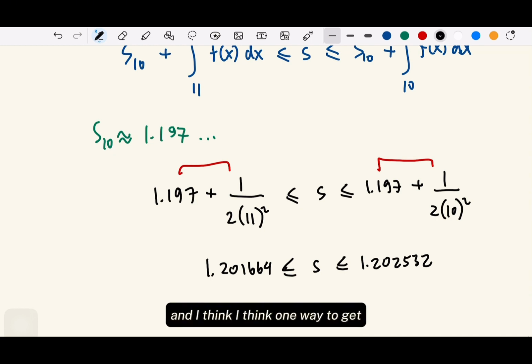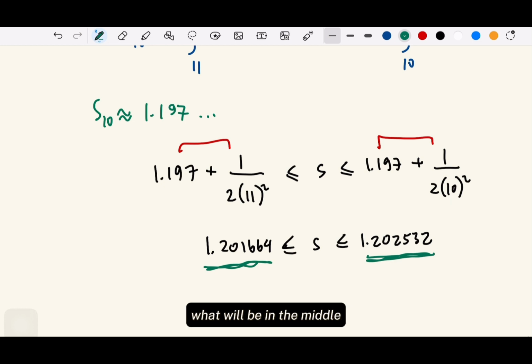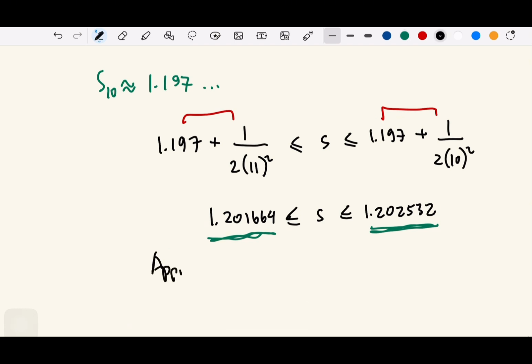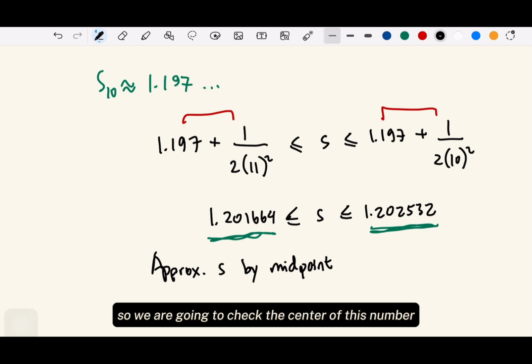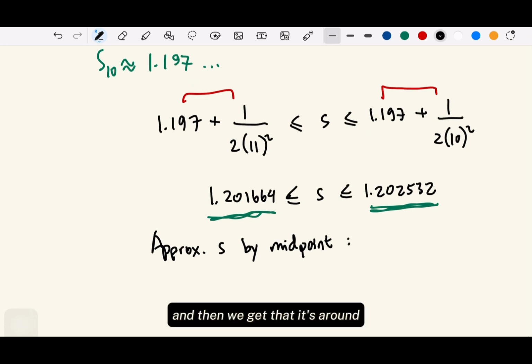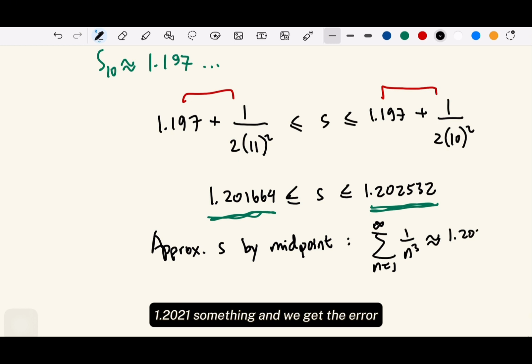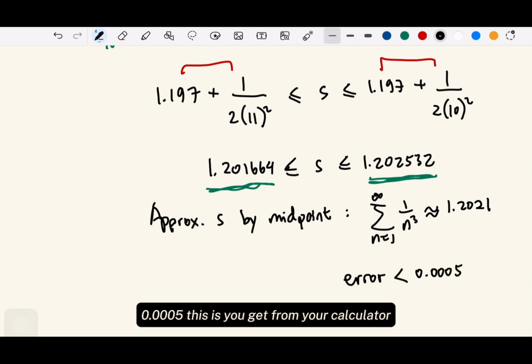One way to get the error is to try the midpoint. We have the minimum and the maximum, so maybe we could take what will be in the middle. This is just an approximation. We approximate S by the midpoint, so we check the center of these numbers, and we get that it's around 1.2021 something, and the maximum error is 0.0005. You get this from your calculators. You can check what the possible error will be.